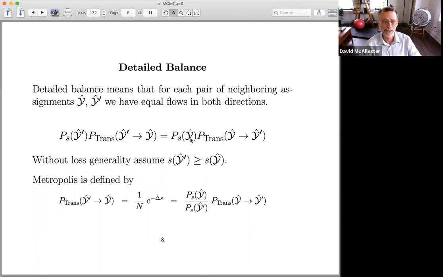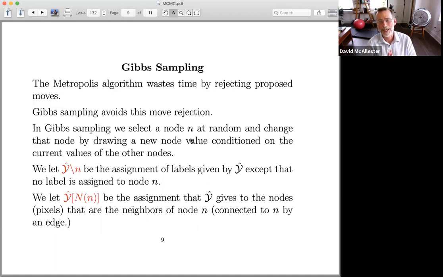Okay, so what I've done is I've shown that the model distribution, the softmax distribution, is the stationary distribution of the Metropolis process. Okay, now Gibbs sampling. The intuition is that the Metropolis algorithm wastes time by rejecting samples. When it picks a neighbor with a lower score, it may or may not go there. And if it doesn't go there, then it's sort of wasted a step. Gibbs sampling avoids this kind of move rejection.